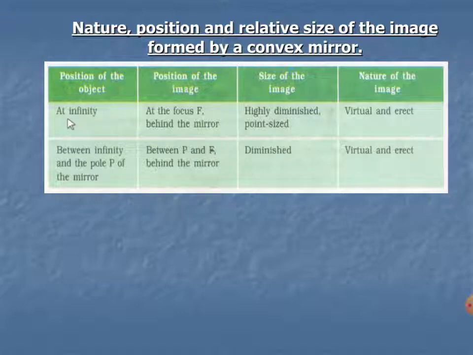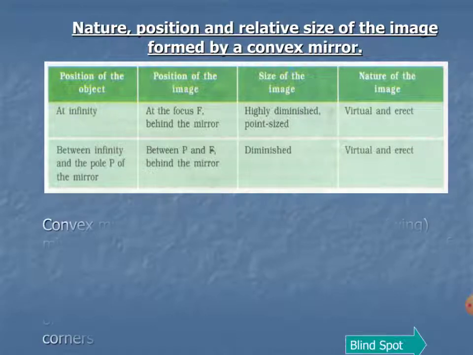Now this is the position of the object, position of the image, size of the image, nature of the image. So at infinity, we know that it is formed at the focus, behind the mirror, and it is highly diminished. It is just like a point. So we call it point size, and the nature will be virtual and erect. And if the object is between the pole of the mirror and infinity, the image will be formed between P and F behind the mirror. It will be diminished, smaller in size. Diminished means the nature will be virtual and erect.